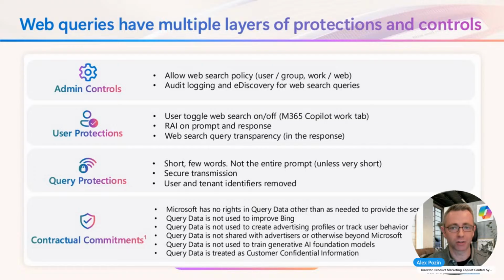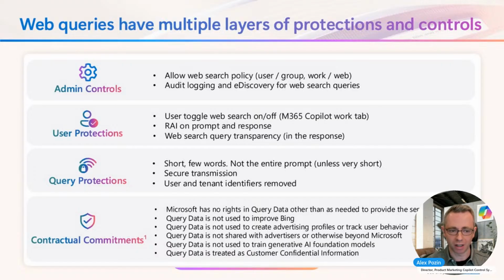Now, the queries themselves are also protected. So as we've mentioned before, it's typically just a short few words. Unless your prompt is really, really short as well, Copilot will try to really narrow it down to the most relevant information. The transmission is done securely, as we've mentioned before, and the user and tenant identifiers are removed.